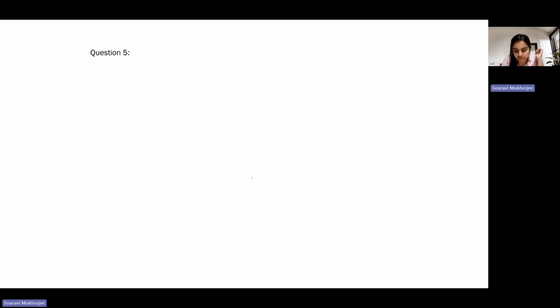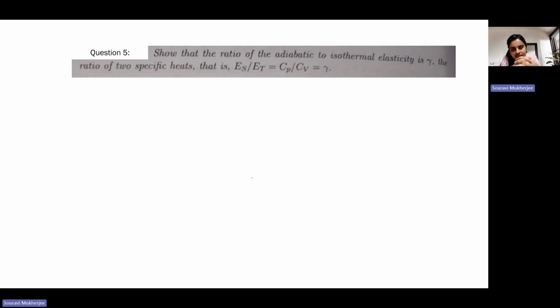Now we can have different kinds of questions. Like here, what it is said is that the ratio of adiabatic to isothermal elasticity is given as gamma, which is also the ratio of Cp by Cv. How do we prove that? One thing is we know that gamma is given as Cp by Cv. We also have to prove that it is equal to the ratio of adiabatic to isothermal elasticity. So how do you do that?